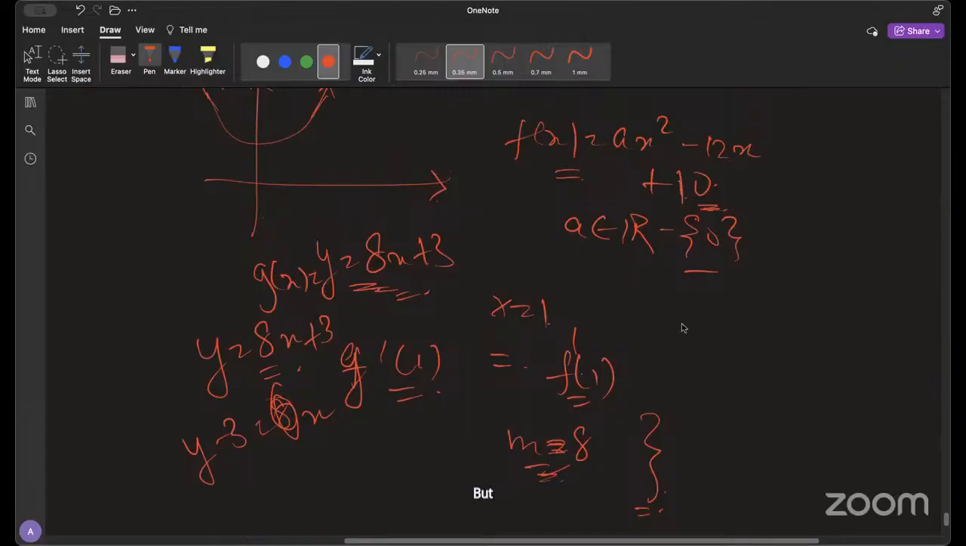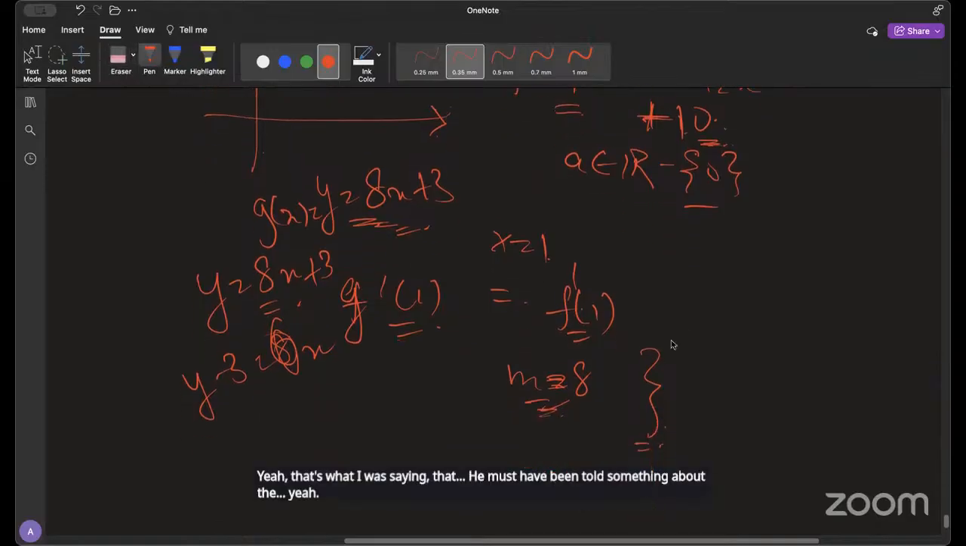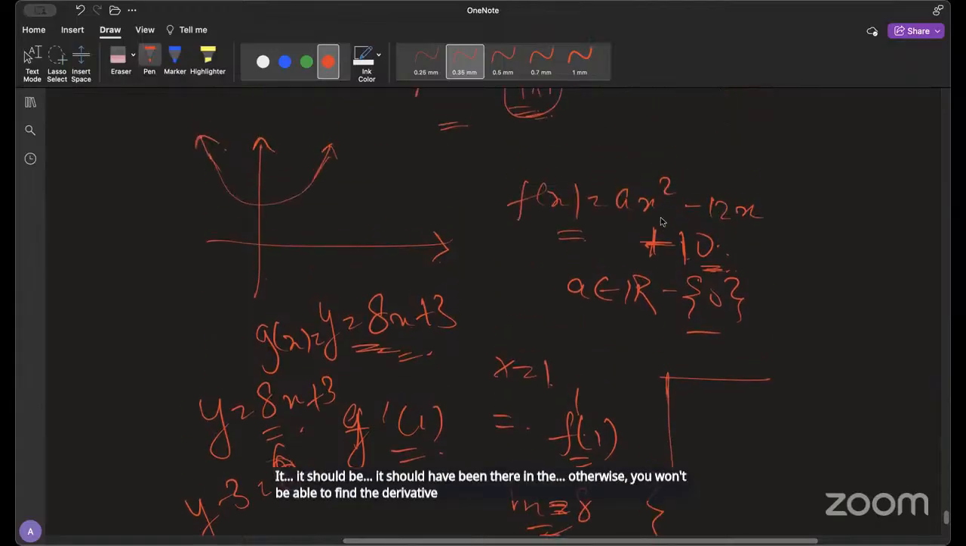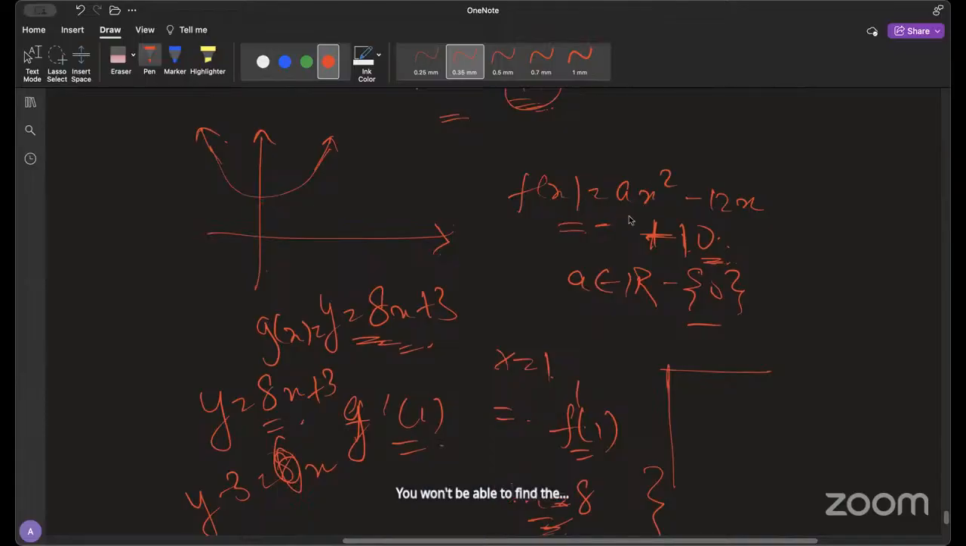But ma'am, I'm not very sure, but I think we were taught that 2ax plus b must have been told as the equation of something about the tangent. Yes, ma'am, we were told, I think. It should have been there, otherwise you won't be able to find the derivative of this thing. You won't be able to find the equation of tangent otherwise. Yeah, because we were told that we have not a fixed tangent, but a varying tangent which depends on x.